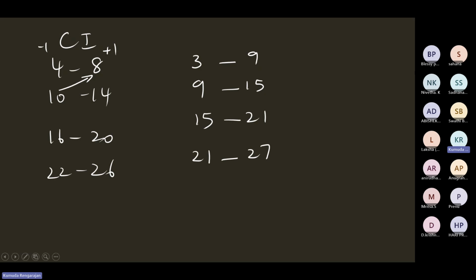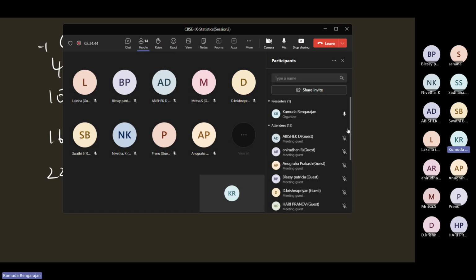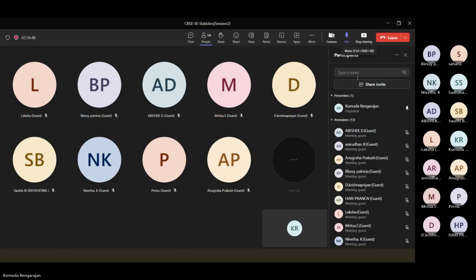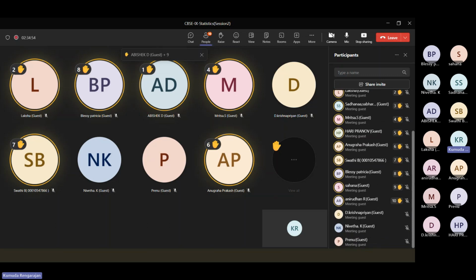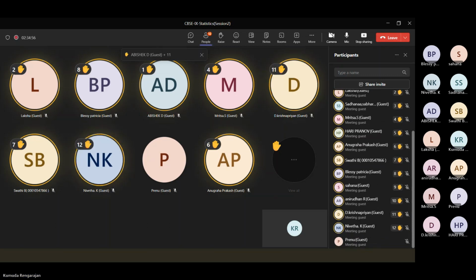All right, children, I've taken 15 minutes of your time. How many of you are here? Very nice. Online children, use the emoji, raise your hand. Abhishek, Laksha, Sadhna, Sabarna, Amritsa, Haripranav, Anugraha, Swati, Blessy, Sahana, Aniruddhan, Krishna Priyan, Niveda, and Prenu.